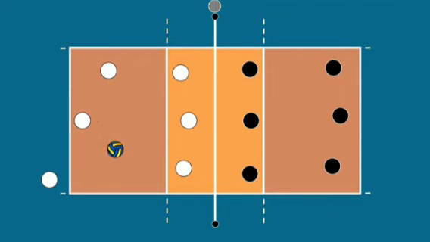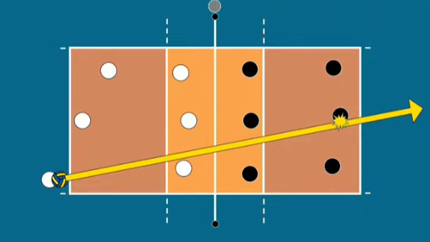If the ball hits the line, then also it is good. If the ball hits the net and then goes over into the other area, then also it is good. If the ball was going out but it hit the player, then also it is good. So in all these cases, the service is good.